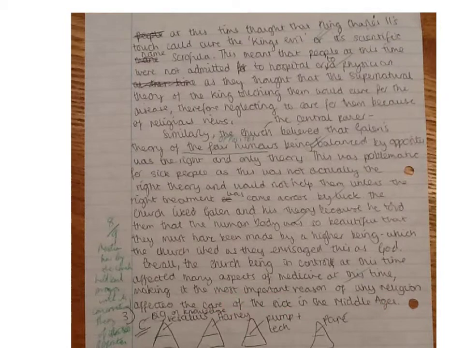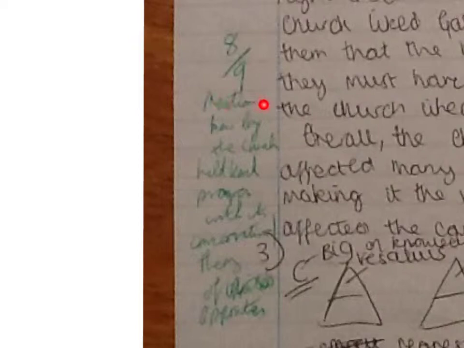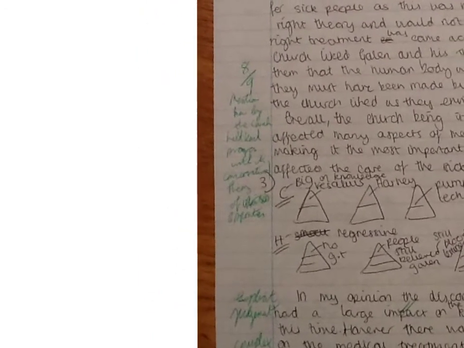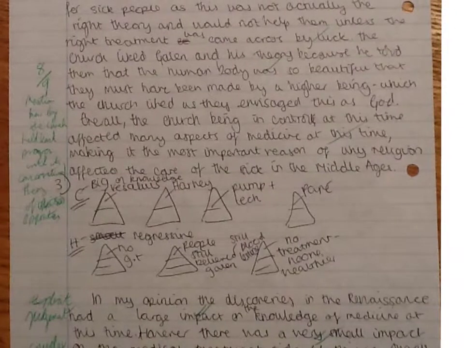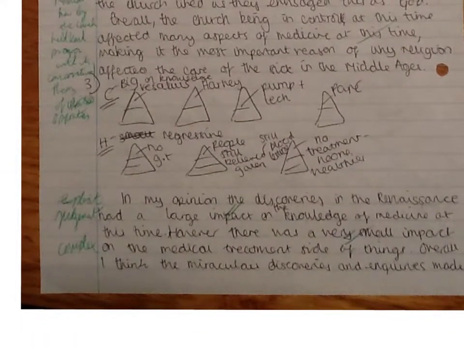But as you can see, in this bit here, I've awarded it 8 out of 9, not full marks, because I've said they could mention how far the church had held back progress with its conservative theory of opposites. I also think there could be a little bit more in here about the church's role in hospitals, although it is mentioned. In fact, both those things are mentioned, but it could perhaps be made a little more explicit. But again, that is an A-star answer, very, very strong.